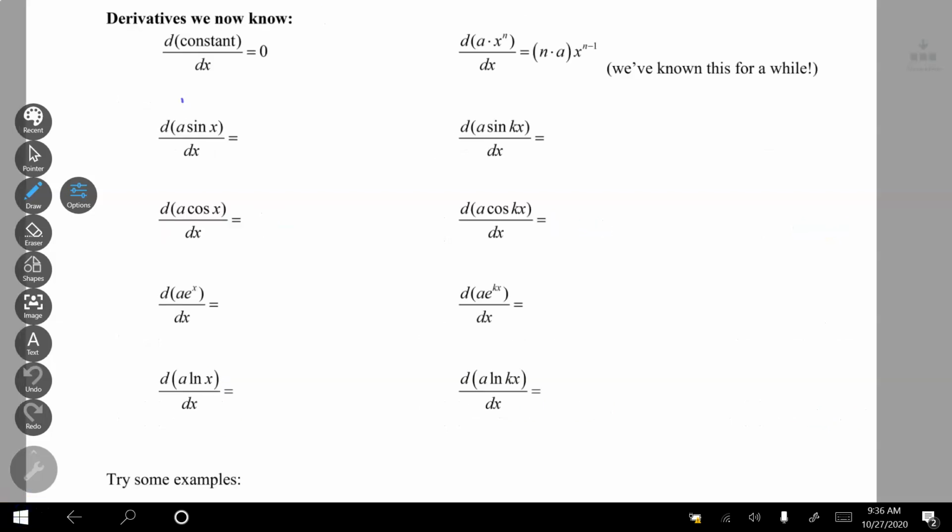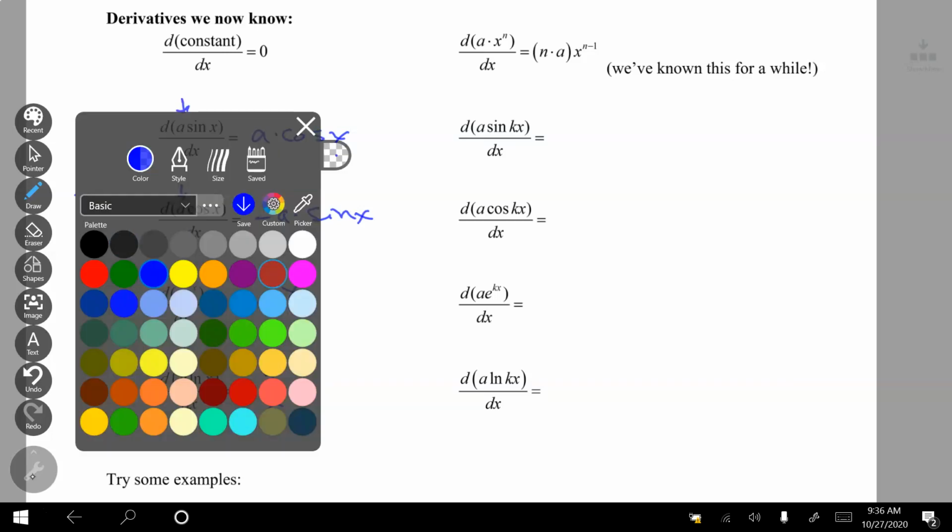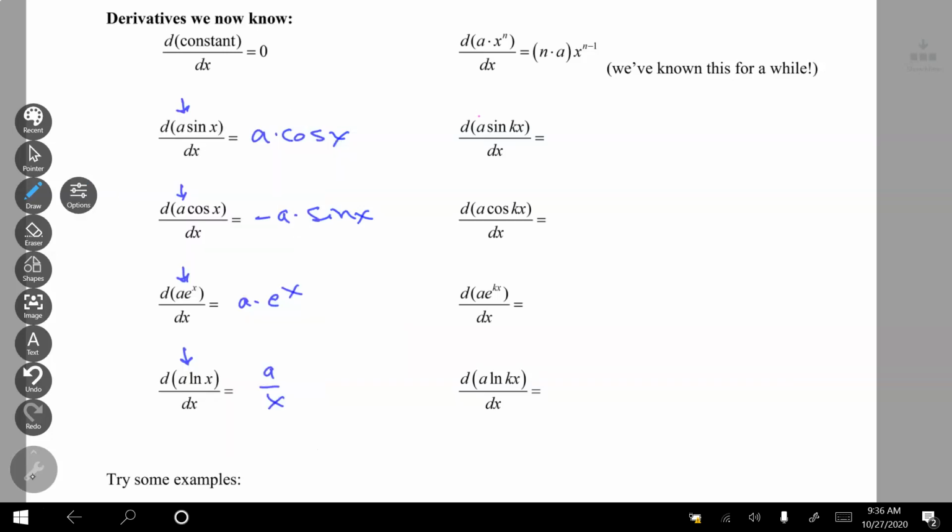So when we have this coefficient in front, we know it's going to be a times cosine of x, negative a times sine of x, a times e to the x, and a over x. Those are the basic derivatives when we put a number in front. But what happens when we have both a number up front and something in front of the x?